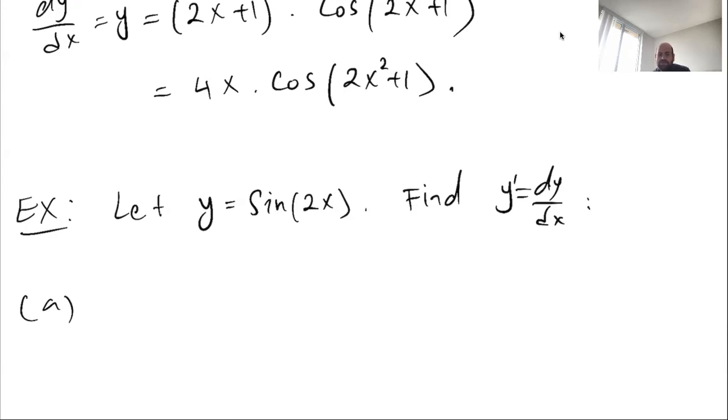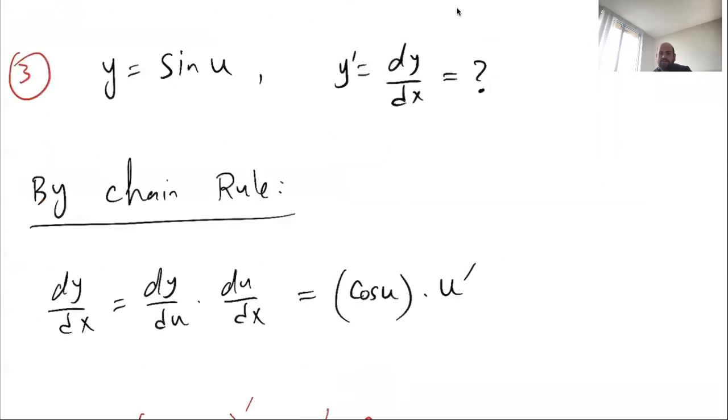Product rule says what? uv... okay, it seems that the screen is frozen. Okay, I can stop. Okay, here.